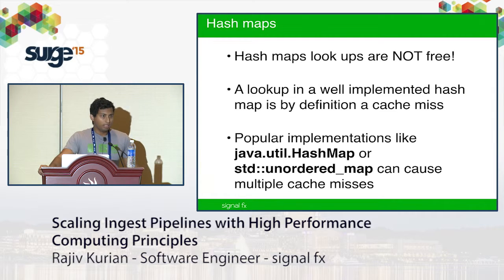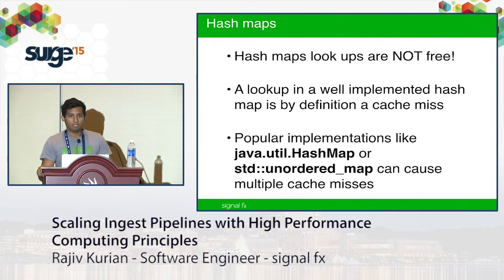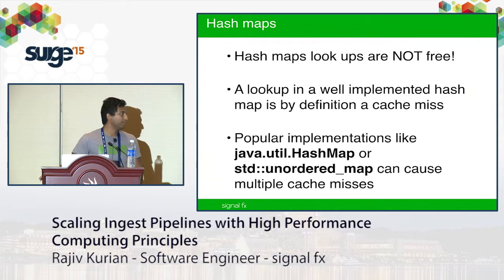So let's look at an example of applying these principles to a hash map. Now, every other line in our code is a hash map get or a put. And we've been told that hash map lookups are free. They're not free. A hash map lookup, by definition, is a cache miss. And why is that? Well, because the first thing you do is you hash your key, you land on a random index in an array, maybe. Random things are very bad. So that is a cache miss waiting to happen right there.